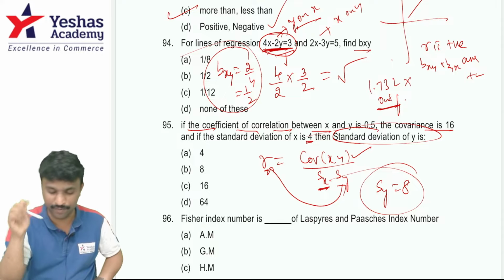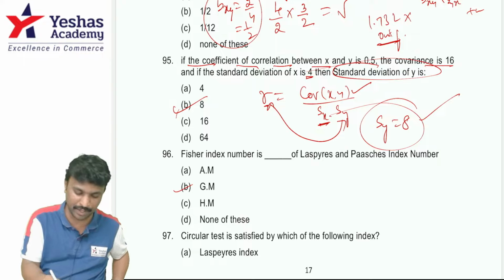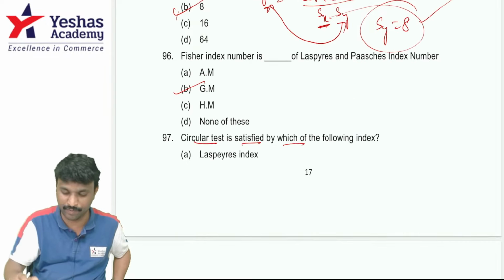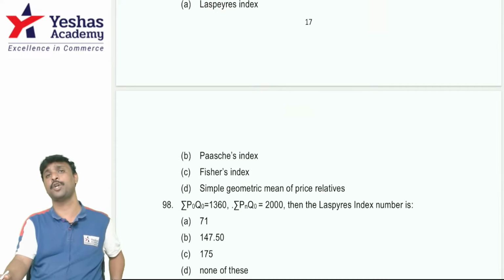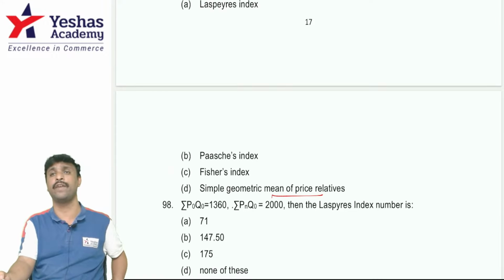So divided by 0.5, that fetches you the value 8. Fisher's index number is the geometric mean of Laspeyres's and Paasche's index. Circular test is satisfied by which of the following index? It is the simple geometric mean of price relatives and weighted aggregatives with fixed weights. So option D is the right answer.